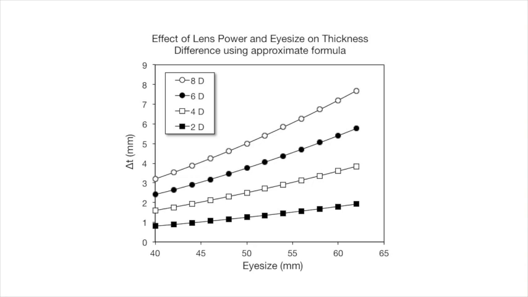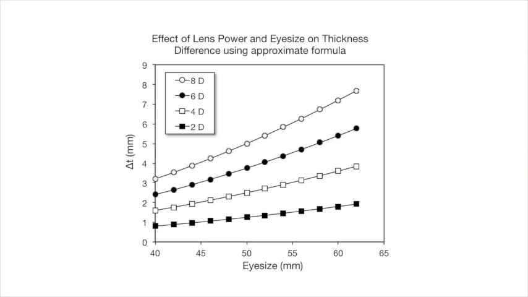So let's have a look at these 4 graphs. As you would expect, the larger the diameter, the larger the delta T, that is, the thicker the lens will be. If we look at the first graph down the bottom, you see that for a 2 diopter lens, that value of delta T doesn't really change very much as we increase the eye size from 40 to 60. So there's not too much of a penalty to pay if our patient wants a very large frame size.